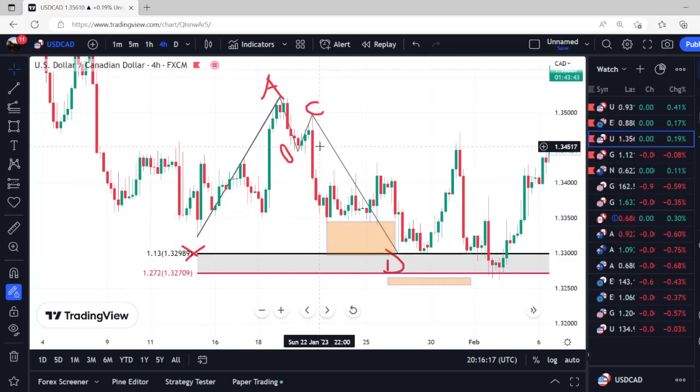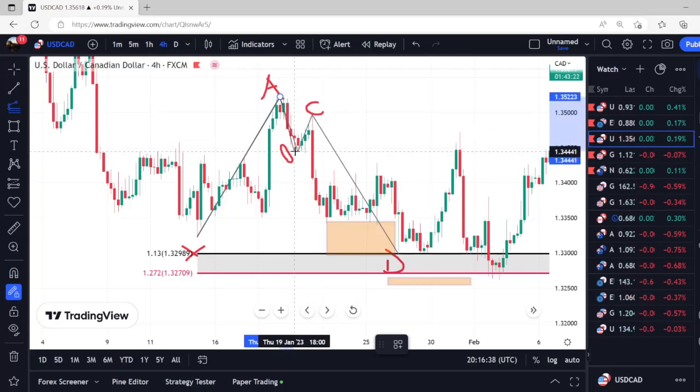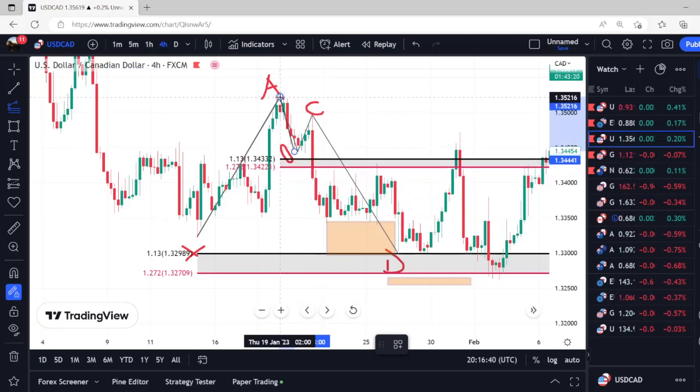So we've got the first measurements. Before we take this long position, we need to make sure that we've got all the rest of the measurements. Remember, we need 3 measurements. So we need the 0.886 to 1.13. Those are our first measurement. The second measurement is we take from A to B back to A. This is where we get our AB equals CD leg.